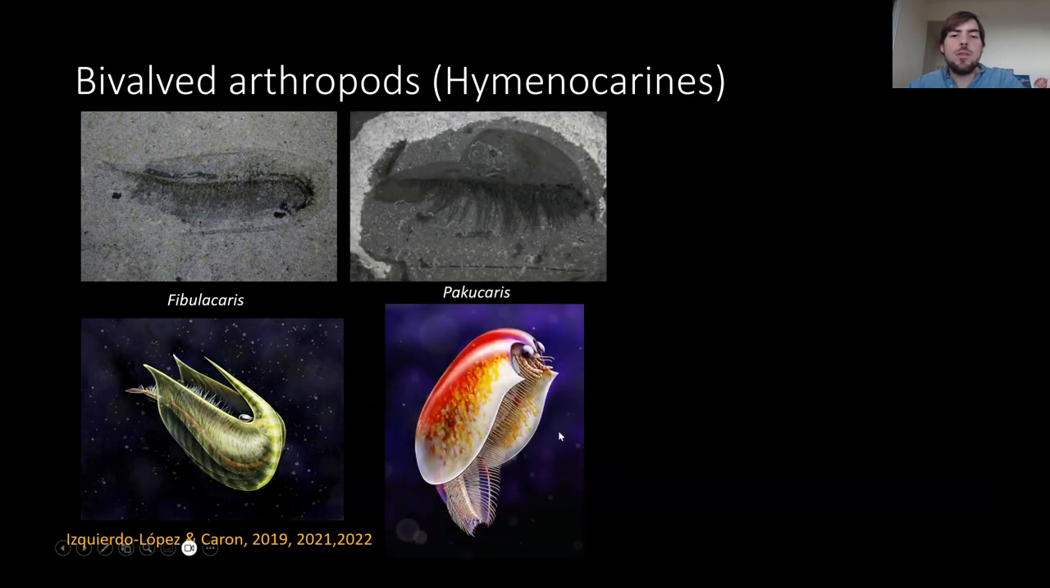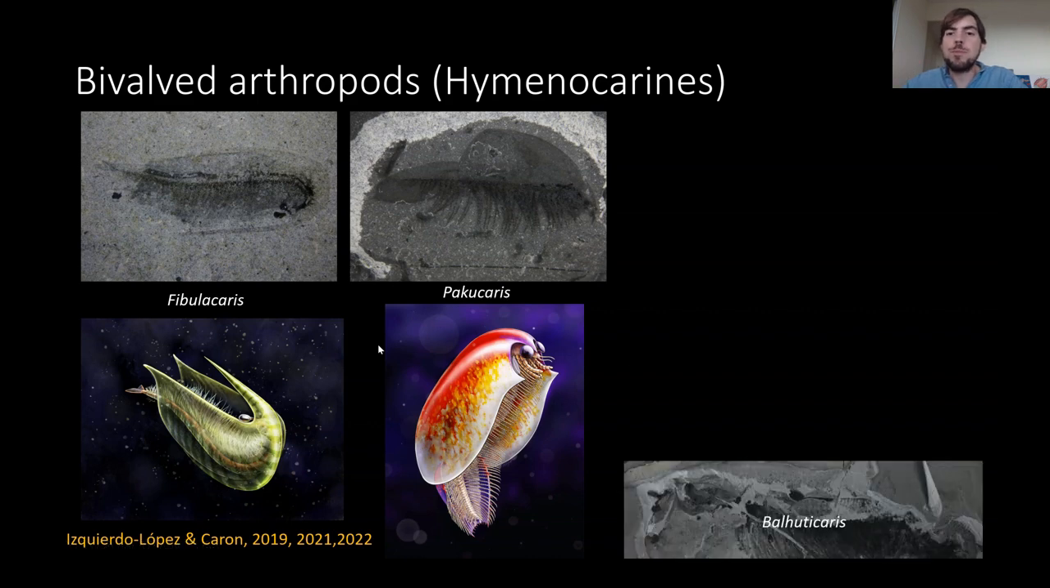This Pakucaris is quite different though. Pakucaris is only known by 8 or 9 specimens. And what is very interesting about this animal is this shield-like structure. It not only has the frontal shield, but has the posterior shield, which makes it look very similar to a trilobite. So maybe it's some type of convergent evolution.